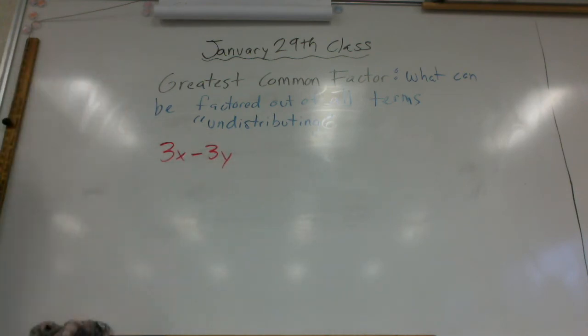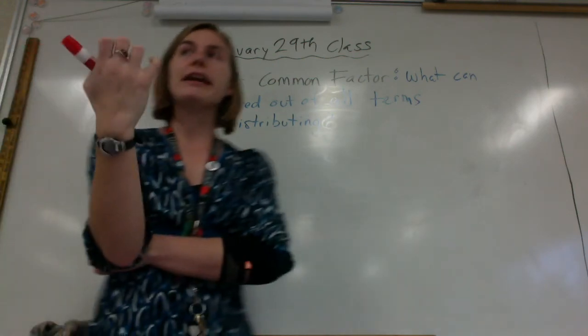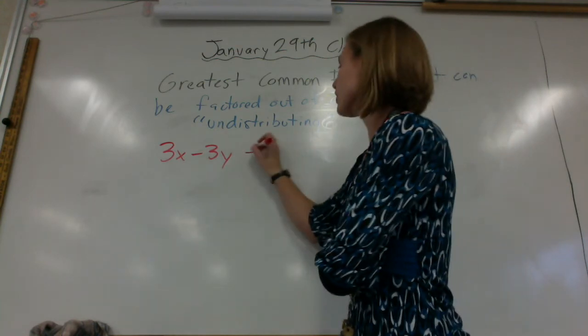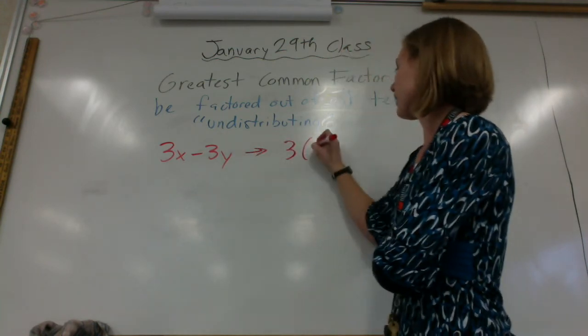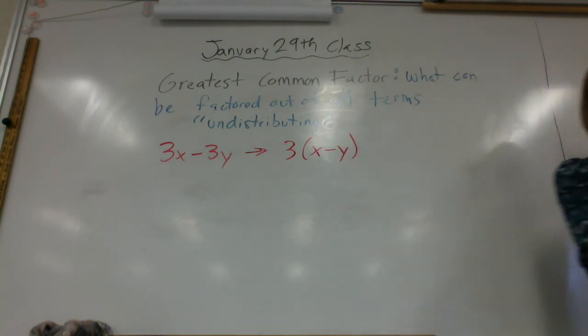Right. Who can tell me what's the greatest common factor from 3x minus 3y? What could be undistributed here? What's the same in both terms? John? The 3. So if I essentially wanted to undistribute it out, factor back out the common factor, I can turn this into 3 with x minus y.